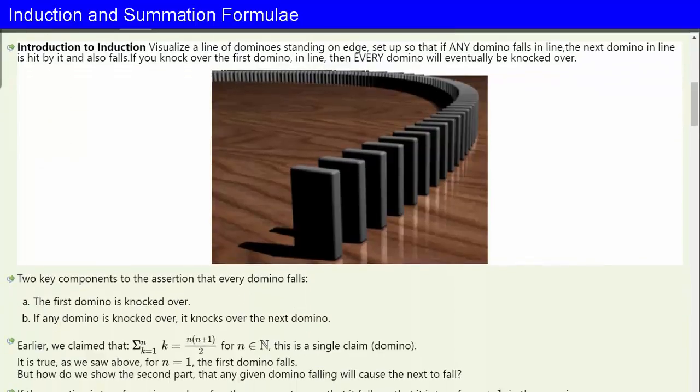In both of the cases above, we have a formula that we verified enough to believe it, but we haven't proved it. The answer for infinite sets of assertions like this, when they're indexed by the natural numbers, is to use the method of induction. An excellent visualization of how this method works is to think of a huge line of dominoes standing on end, set up so that if any domino falls in the line, the next domino in the line is hit by it and also falls. It follows that if you knock over the first domino in line, then every domino will eventually be knocked over.